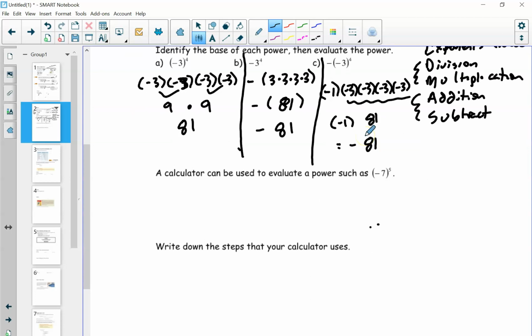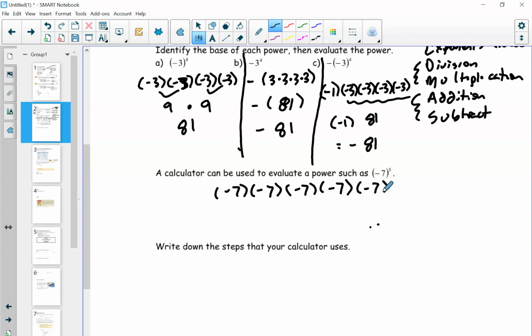Now it also says down here a calculator can be used to evaluate a power such as negative 7 to the 5th power. And I've already told you that. You can use your calculator. So this one just equals negative 7, and then it's got to go 5 times. There's a lot of multiplication, and your numbers are getting pretty high when you're multiplying the same thing together 5 times.